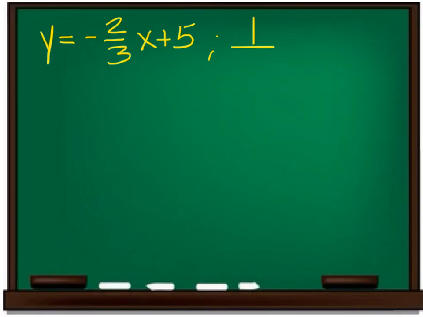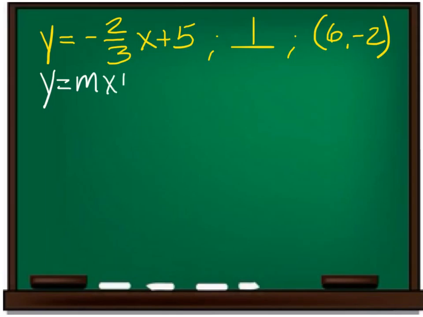Example 4. y equals a negative 2 over 3x plus 5. You're looking for a line that is perpendicular and passes through the point 6, negative 2. You start with y equals mx plus b. You have to use the slope that is the negative reciprocal of the slope that is given to you. Negative 2 over 3, if you flip it and change the sign, it's going to be 3 over 2.